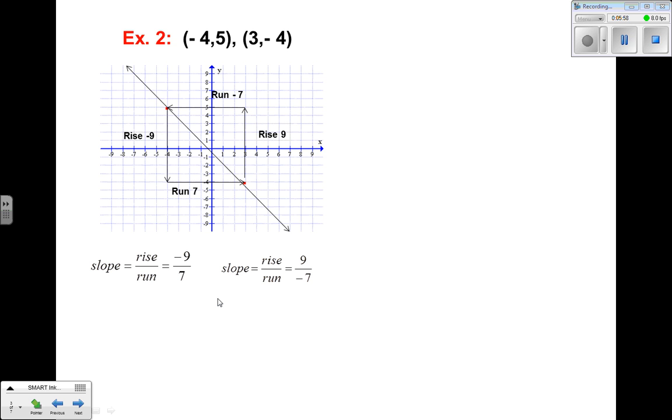Notice the negative is in the numerator in one and in the denominator in the other. That doesn't affect the slope at all, as long as only one of them is negative.